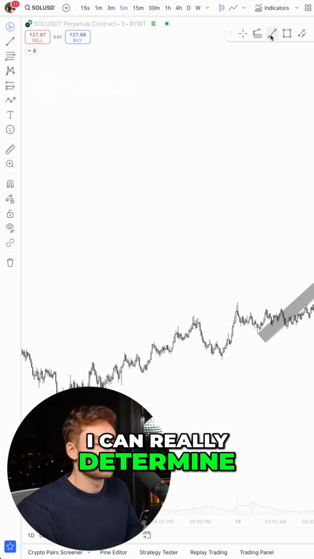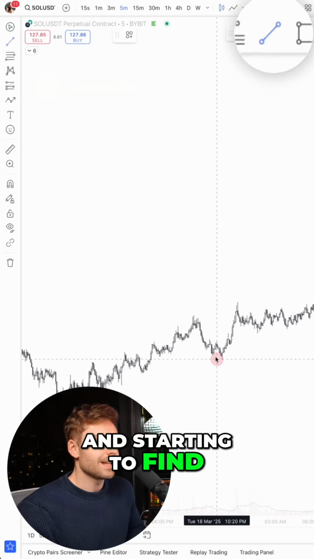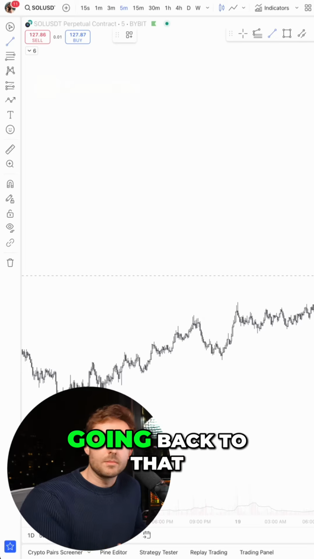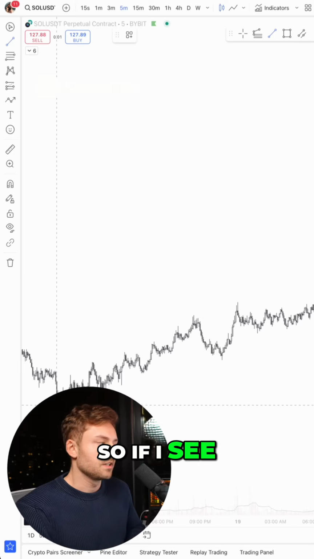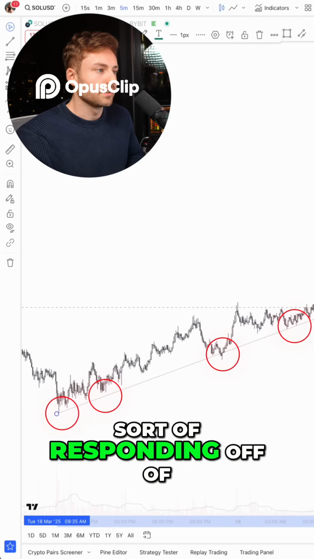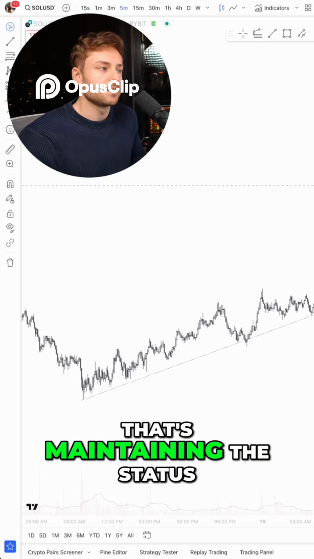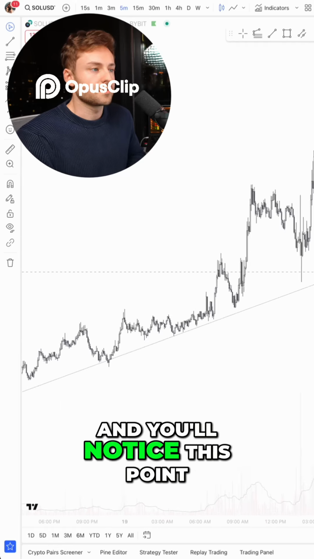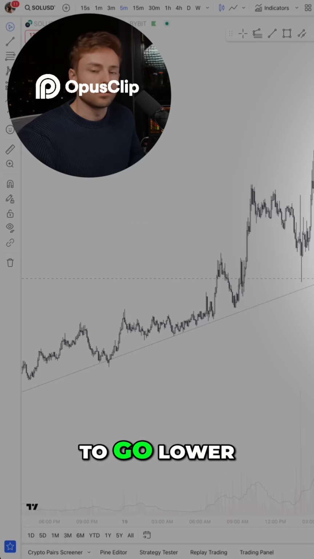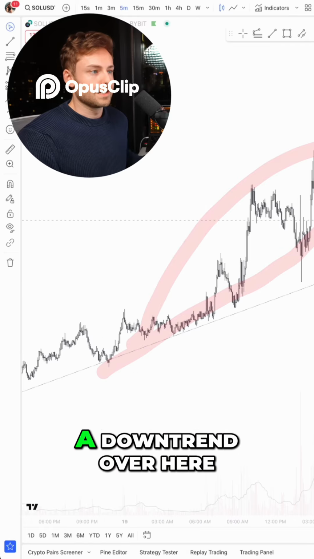Okay, and the way that I can really determine whether we're in an uptrend or a downtrend is by clicking on this tool right here and starting to find areas on the chart where price seems to be bouncing off of an invisible level. Once again, going back to that supply and demand area. So if I see these critical areas and I draw from that low to that low where the price is sort of responding off of, okay, anytime the price is maintaining above this specific area, that's maintaining the status of an uptrend. And you'll notice this point, price finally pushed below this trend, pushed up and continued to go lower, which is now making this a downtrend. So we have an uptrend over here and a downtrend over here.